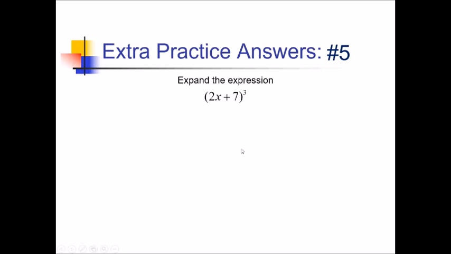For this one, we're trying to expand the expression (2x + 7) to the third. So we're going to use Pascal's triangle down to level 3 to get a shortcut formula for doing this. Here's level 0 with just the 1 there. Level 1, we've got 1 and 1.